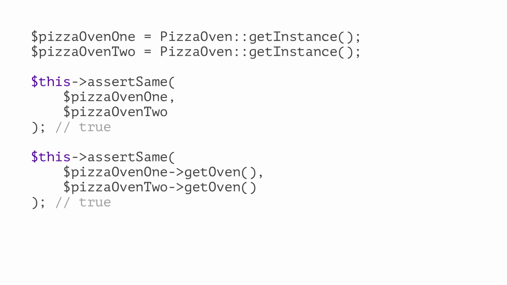I'm using assertSame here. assertSame is also checking if they're pointing to the same reference. So that's why assertSame will return true. And if you then call a method on that instance, that will return the same instance in this case as well.